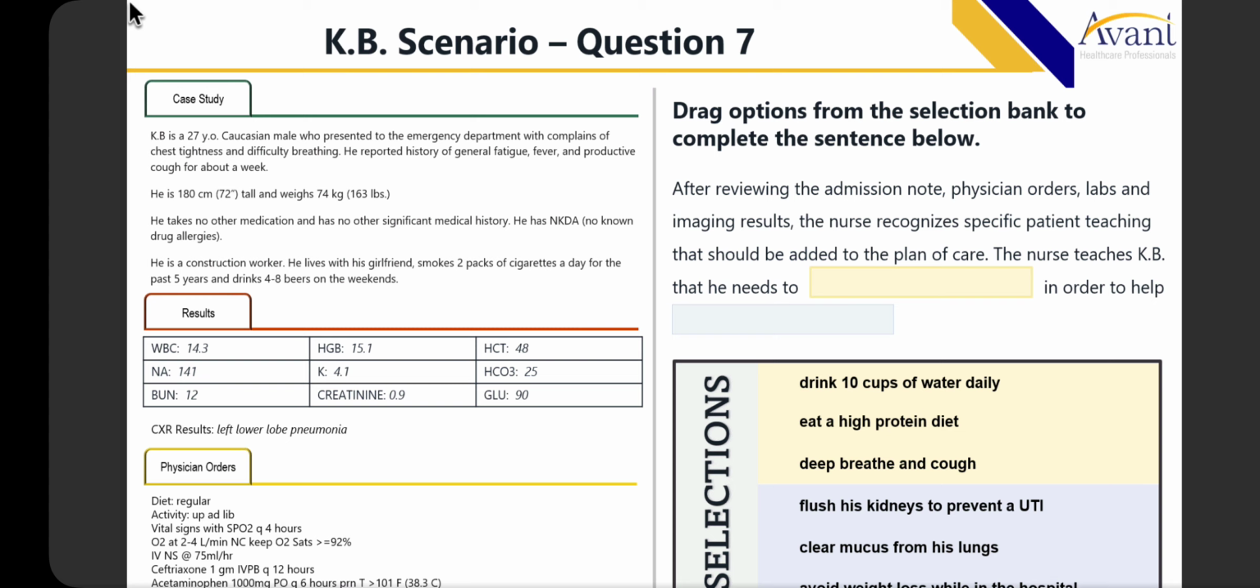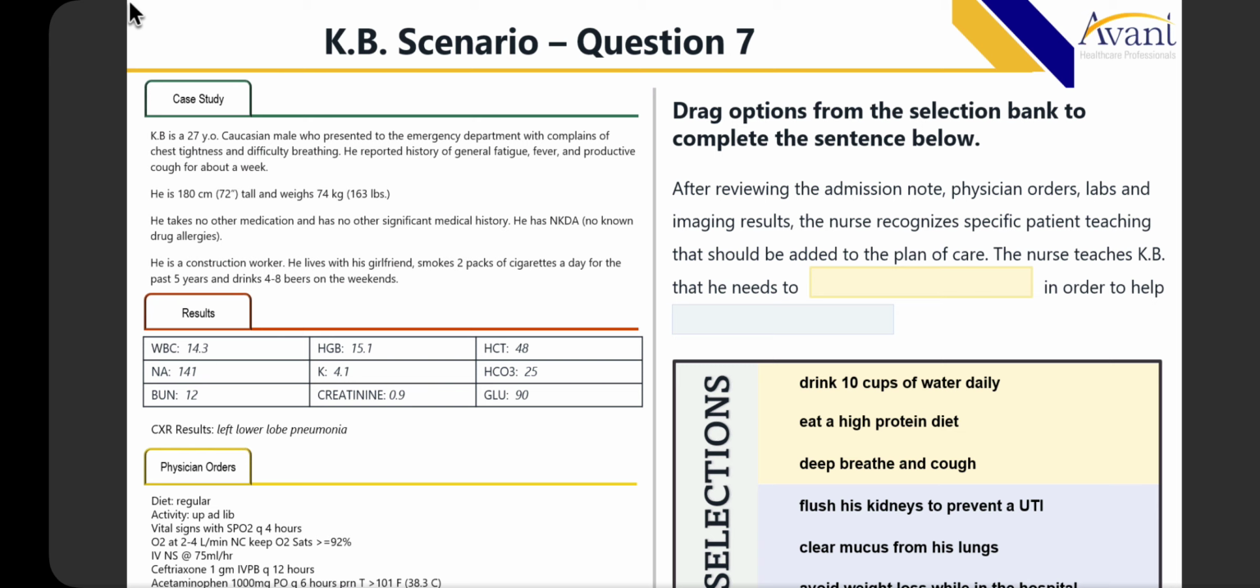Do you want to clear his mucus from his lungs? Well, that's going to be our second. I'm sorry. We need to start with number one. Number one is the first three. The nurse teaches Ken that he needs to, one, either drink 10 cups, two, eat a high protein diet, or three, deep breathe and cough. Which of those three answers is probably going to be the right thing, the priority?